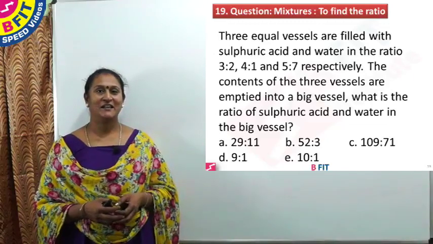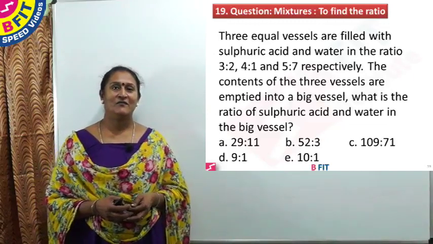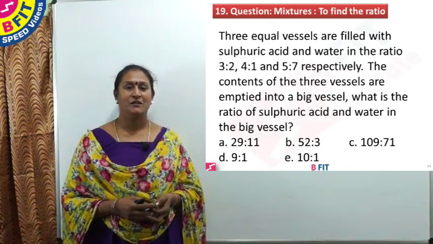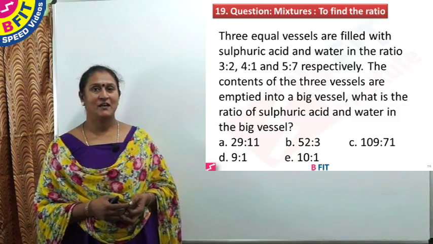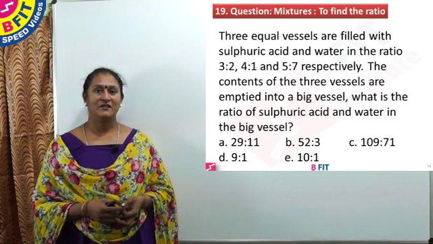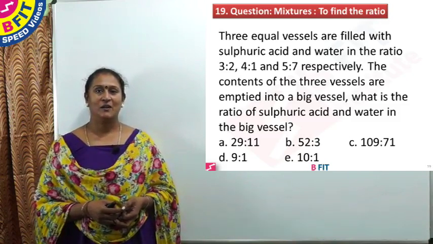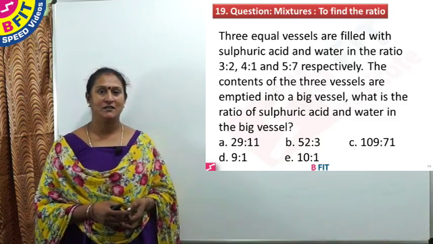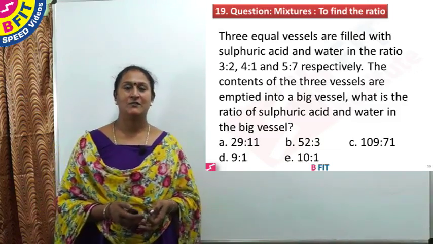So question number 19. Three equal vessels are filled with sulfuric acid and water in the ratio 3:2, 4:1 and 5:7 respectively. The contents of the three vessels are emptied into a big vessel. What is the ratio of sulfuric acid and water in the big vessel? So we'll see the working.